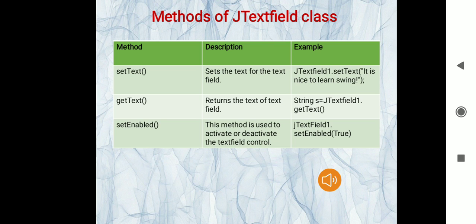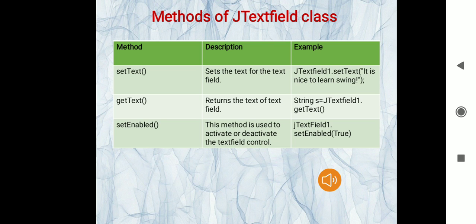The next method of JTextfield class is setEnabled. With the help of this method, you can activate or deactivate the text box control. If you deactivate the text box control, you cannot put text entries into it. The text box control will be totally disabled. Now let's see the practical example in Java. How to activate or deactivate a text box control.